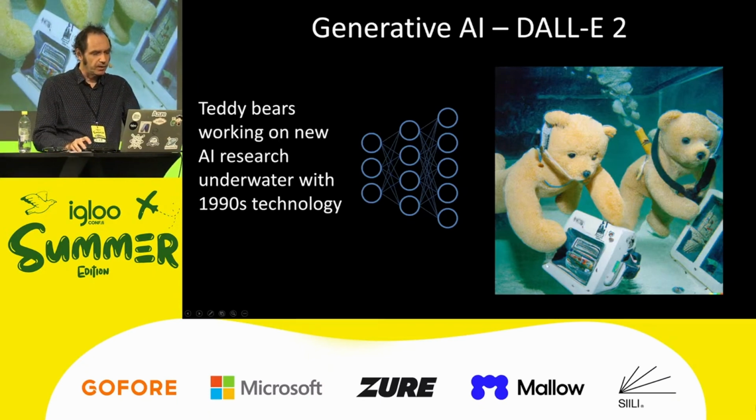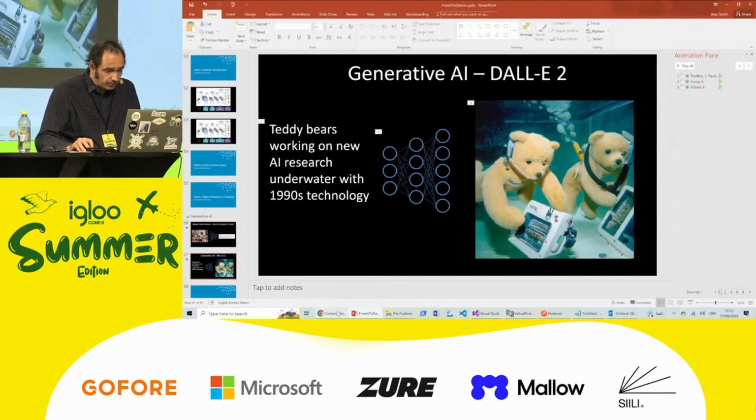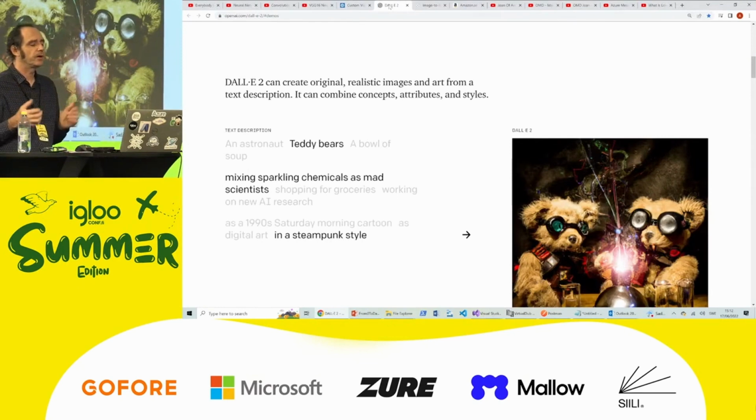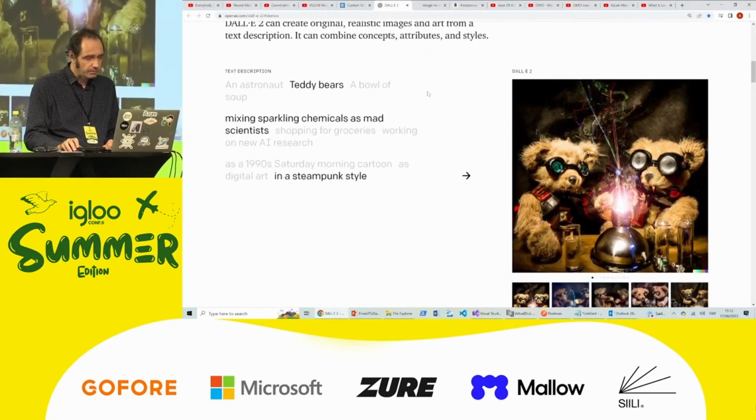And imagine what DALL-E 3 is going to come out. Maybe it's going to be generate a movie of teddy bears working on AI research underwater with 1990s technology. There is a website available for DALL-E 2. However, you can't basically free type anything. You can basically do these selections and see samples of this.